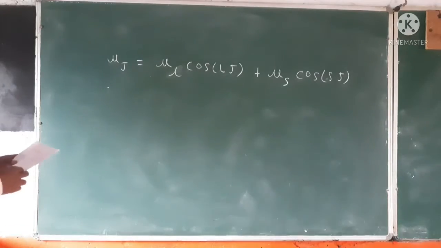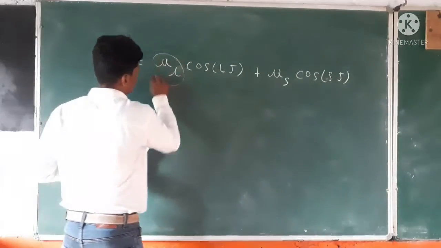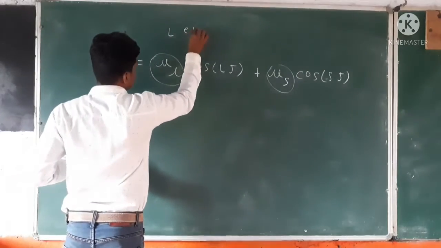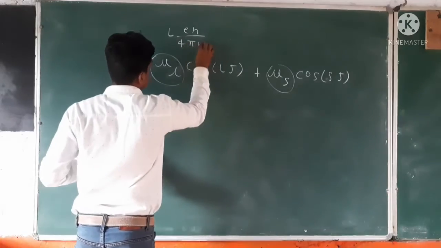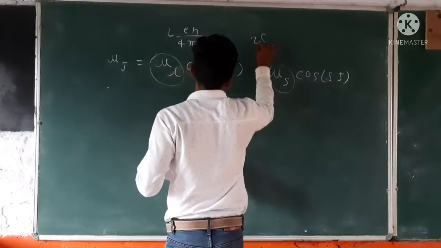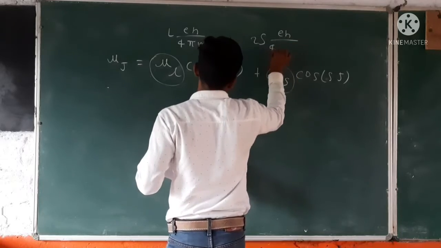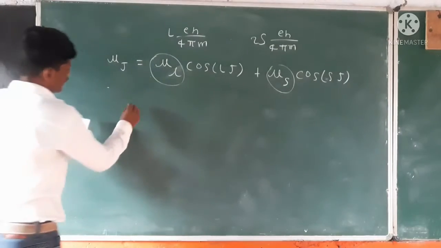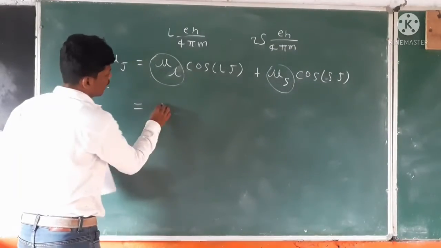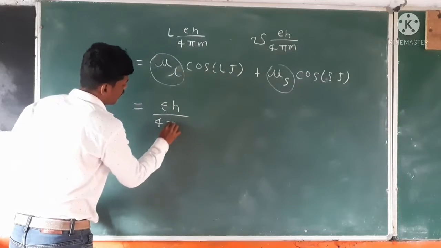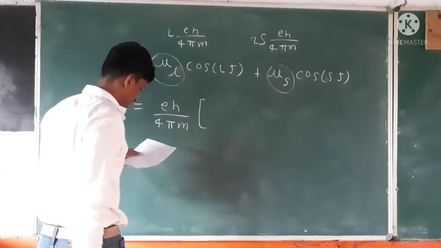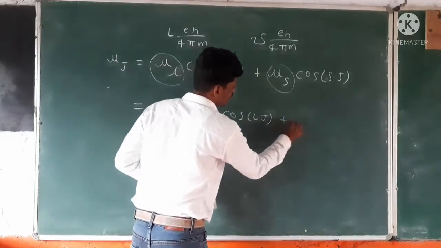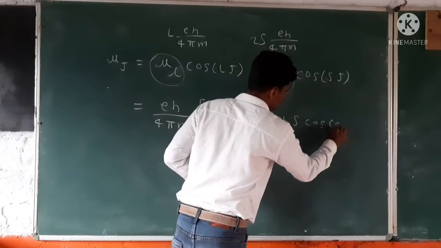So here we can put in the values of mu L and mu S. The value of mu L is eh by 4 pi m times L, and the value of mu S is 2S eh by 4 pi m. By putting these two values in this equation, we get eh by 4 pi m in brackets, L cos LJ plus 2S cos SJ.